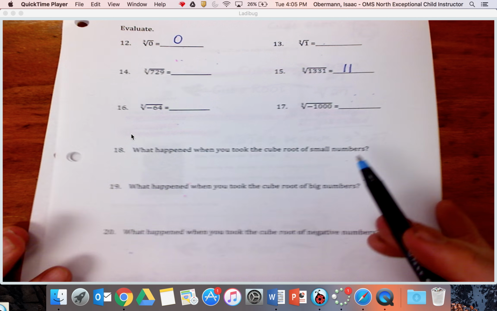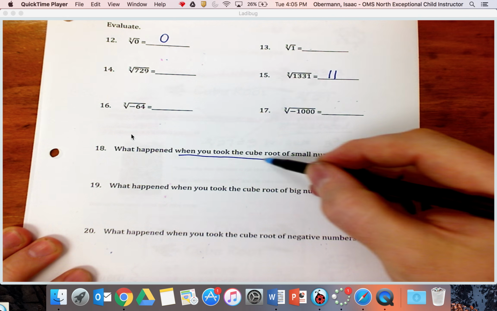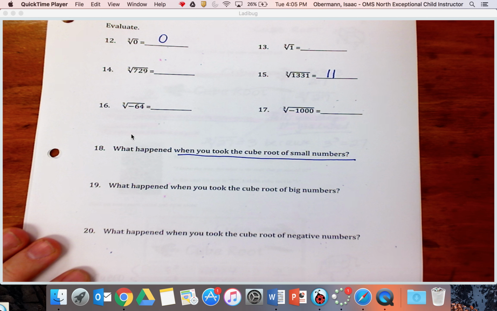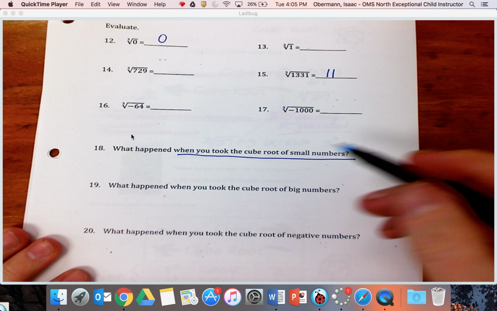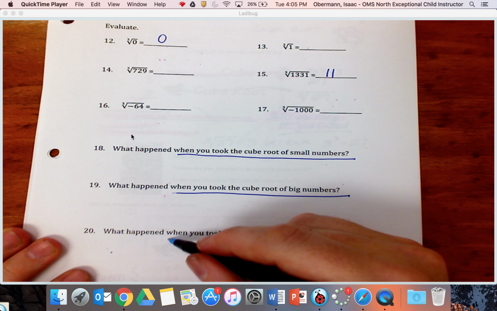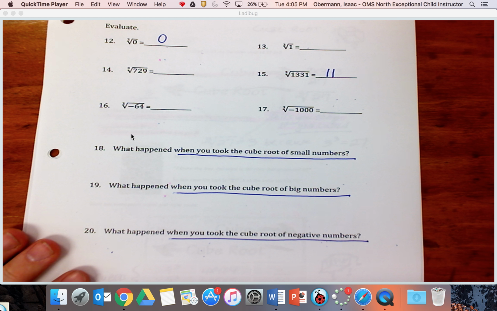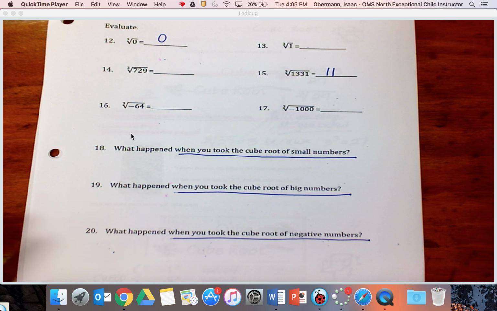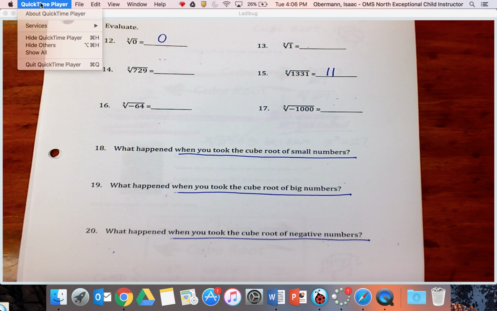Using these answers up here, you need to answer these questions. When I took the cube root of small numbers, what happens? When I take the cube root of the big numbers, what happens to my answer? And when I take the cube root of negative numbers, what happens there? Do I end up with a negative answer or do I get a positive answer? Okay, so use your notes, use your brain there. You can do it. Try the best you can. If you've got a question, please raise your hand and ask. Thank you.